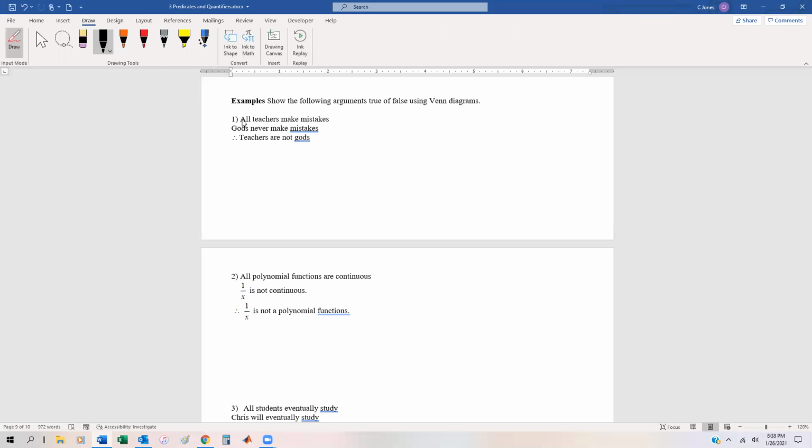So the first one we have is the argument that all teachers make mistakes, gods never make mistakes, teachers are not gods. And so we want to determine not necessarily if the statement is true, but whether the argument form is valid. Every time we try to verify one of these types of argument forms, we're going to do this utilizing a Venn diagram by using two parts. We're going to have a major premise and we're going to have a minor premise.